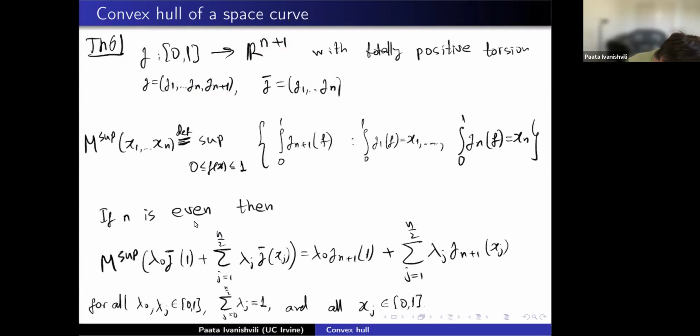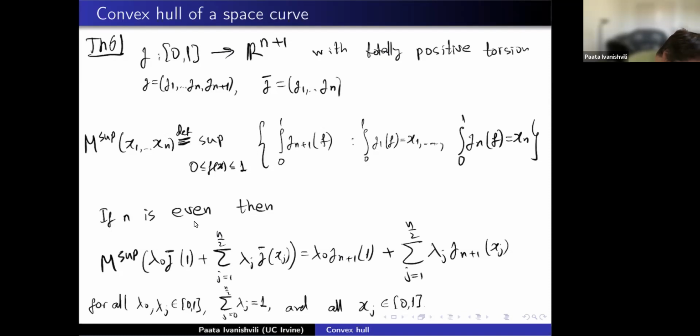Now, we want to solve the following optimization problem. We want to maximize the integral from 0 to 1 of gamma n plus 1 composed with f, and we fix parameters. Gamma 1 of f is x1, gamma n of f is xn. And then we take the supremum over all test functions from 0 to 1, bounded by 0 and 1. And as I said, it corresponds to the boundary of the convex hull of a space curve. That's a folklore, but finding the boundary was not known, right?